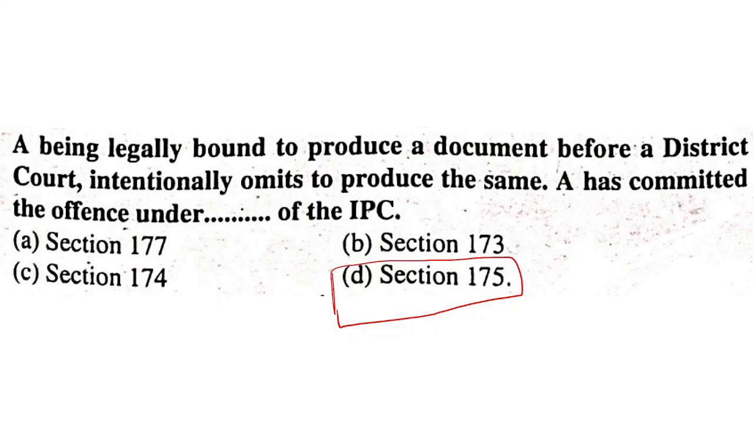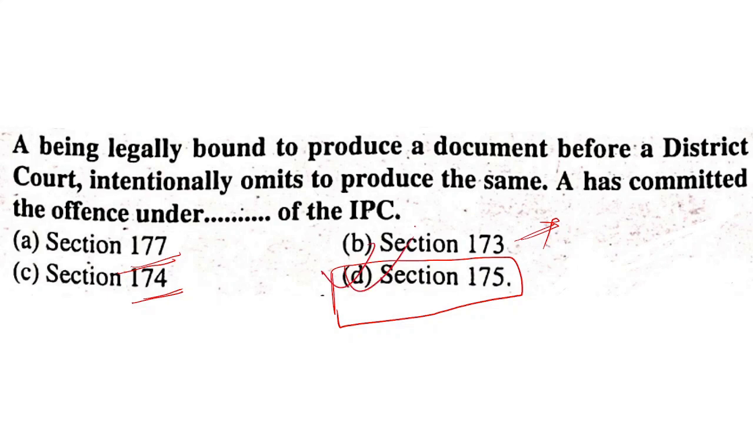Section 177 is about furnishing false information. Section 174 is about non-attendance in obedience to an order from a public servant, and section 173 is about preventing service of summons or other proceedings. So A has committed the offense under section 175 of the IPC if he has intentionally omitted to produce a document which he is supposed to produce before a district court.